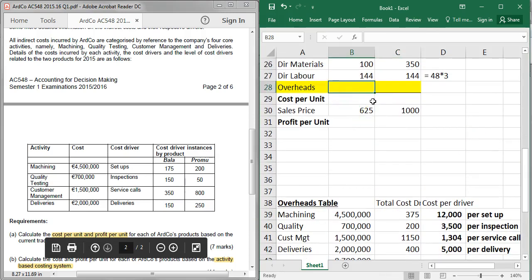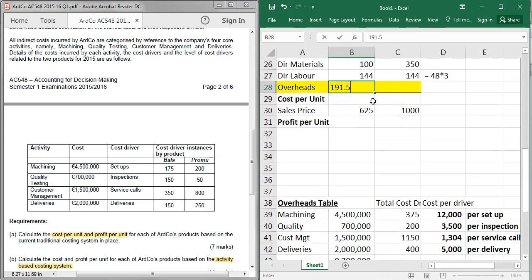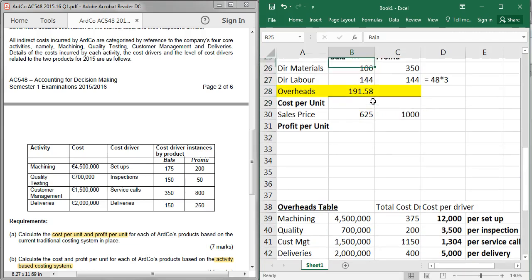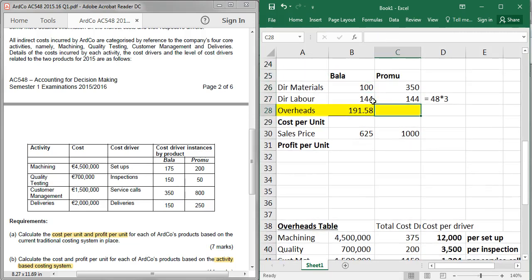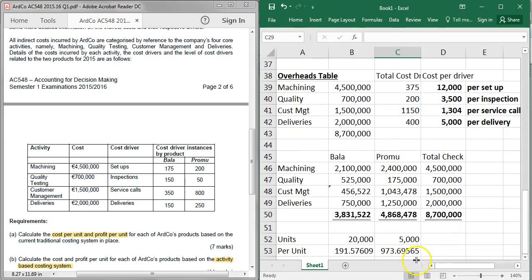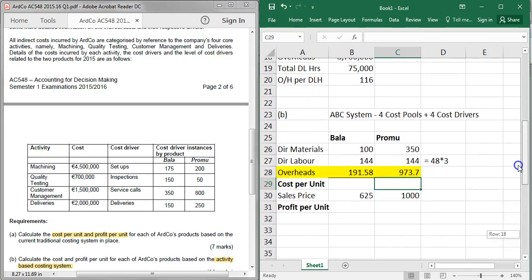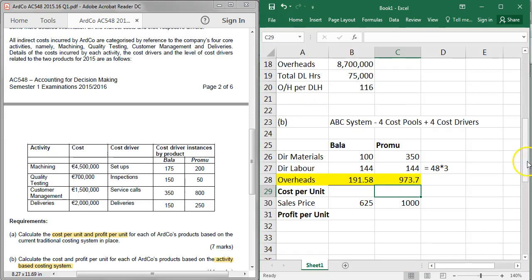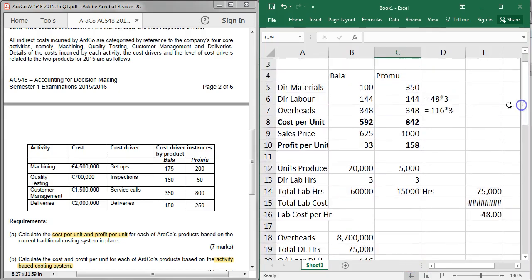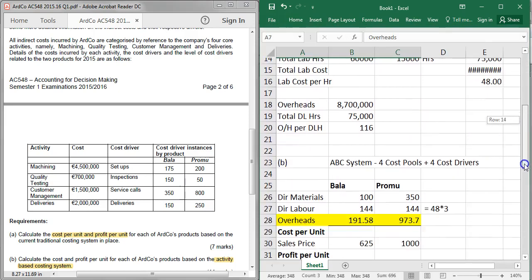So the overheads here are 191.58. So it's just a small bit of rounding, and then you're looking at 973.70. So it's down here, 973.7 and 191.58. And that is very different than up here, where we allocated 348 each. It looks like we've over allocated to Bala and under allocated to promo.